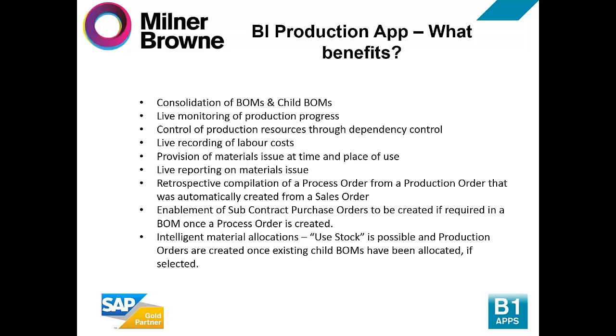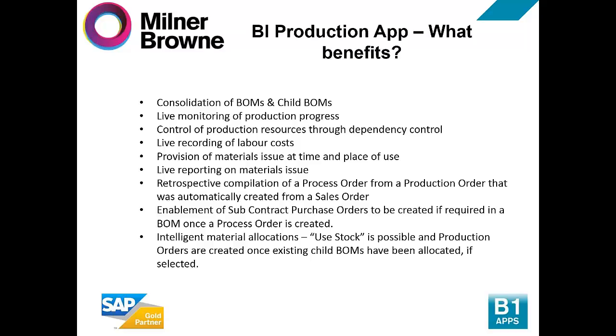Okay, retrospective compilation of a process order from a production order that was automatically created from a sales order. That sounds like a lot of information there, but effectively what will happen is when you create a sales order, you may already know that you have the function to create a procurement document on that. From now, in this example, it could be a production order. So if that was the case, why would you need a process order? Well, you can retrospectively come back with a production order and create a process order from that.